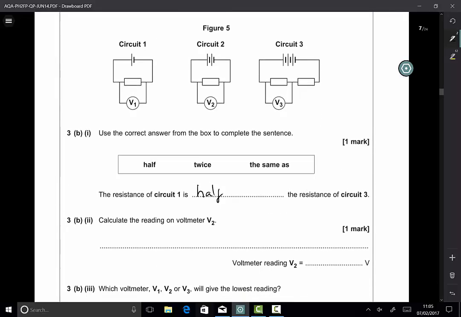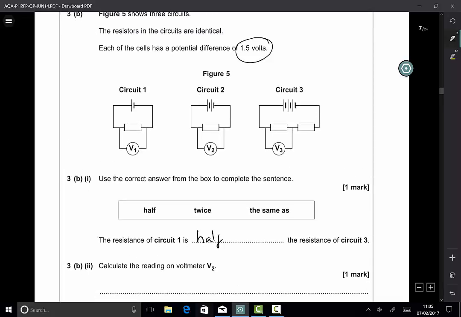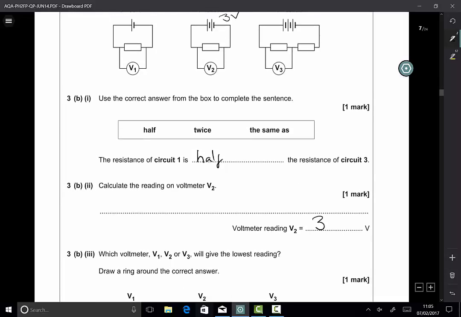Okay, then it wants us to calculate the reading on voltmeter 2. We know that each cell is 1.5 volts. We've got 2 cells there, so that's 3 volts. And voltmeter 2 is just connected to the only resistor in that circuit. So that must be using all of the 3 volts. So it must be 3 volts.